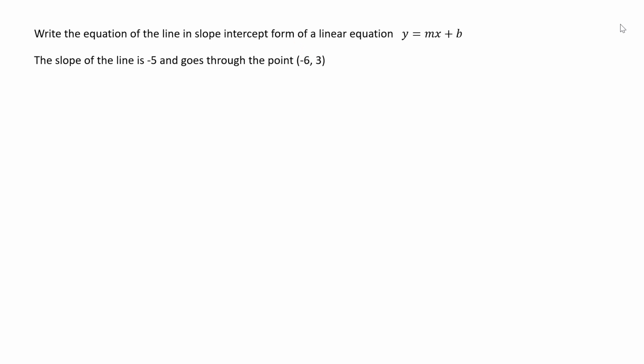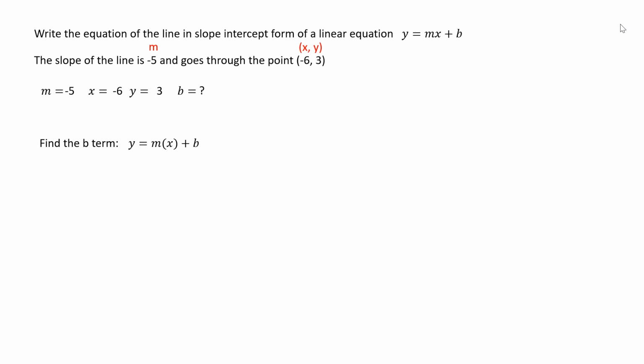All right, let's look at another one. Okay. So same type of question, but in this case, the slope is -5 and it goes through the point (-6, 3). All right, so let's plug in what we have. Right, there are the values that are given to us. So we have a slope, which is -5. We have an x value, which is -6. We have a y value, which is 3. We're going to find the b value.